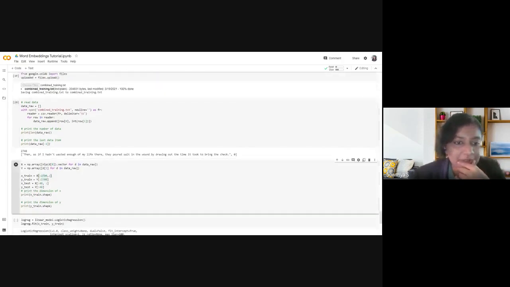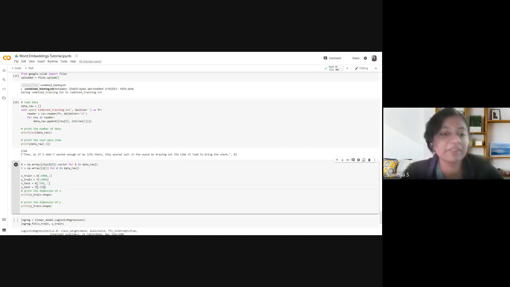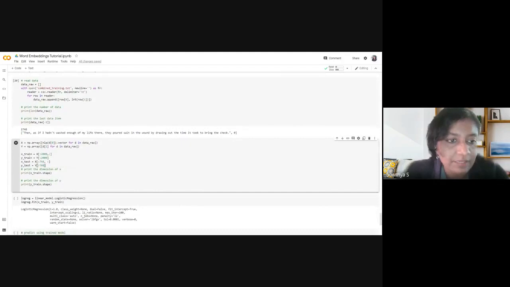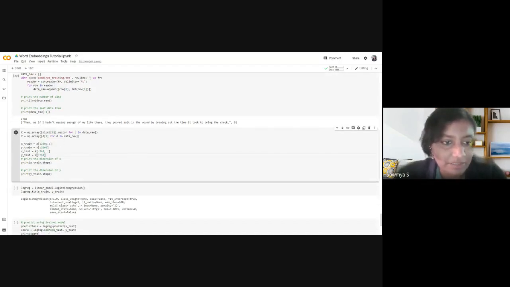Okay, let me do it for 2000 first. So this is a very naive way of splitting the data. I've basically taken the first 2000 entries as the training and the last 748 as the testing. A better way of doing this would, of course, be using random splits for this, averaging across splits. But right now, our focus is on word embeddings, not machine learning. So we'll take this naive method.